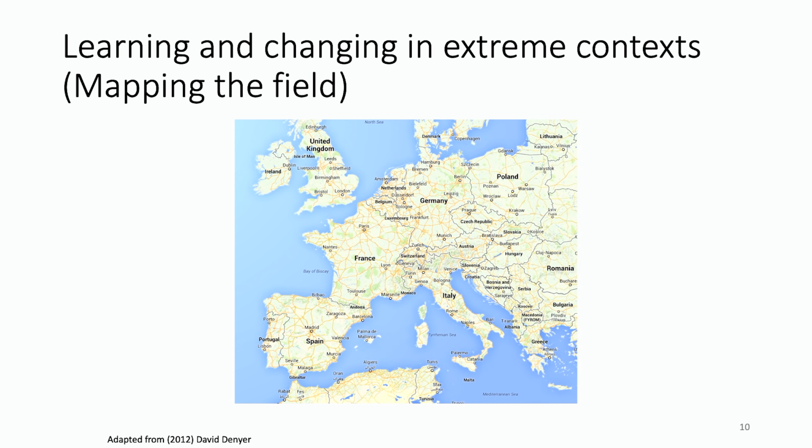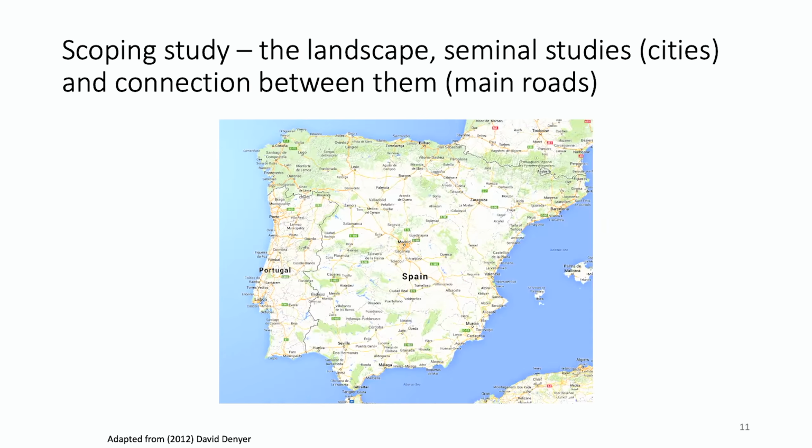So we try learning and changing in extreme contexts. We try to map the field, so we see where the different fields are, and we can outline, for example, Europe. And then when we start the scoping stage of that, we see the landscape. What are the seminal studies? What are the cities and the connections between them? What are the main roads? You start to see the relationships between the topics.